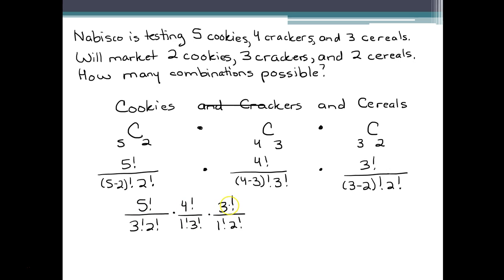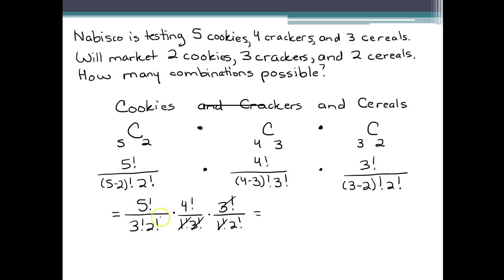Since you're multiplying, you can put them all together, numerators together, denominators together, it doesn't really matter. But here, 3 factorial over 3 factorial reduces to 1. We really don't need to pay attention to the 1 factorials, because dividing by 1 is just going to give us the same result. But let's see here.